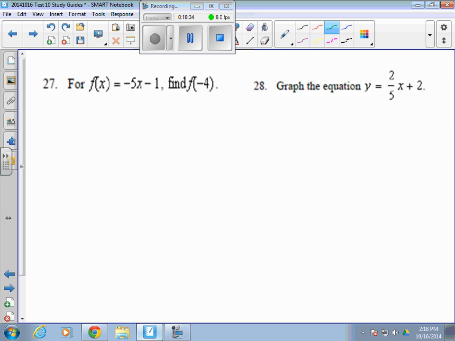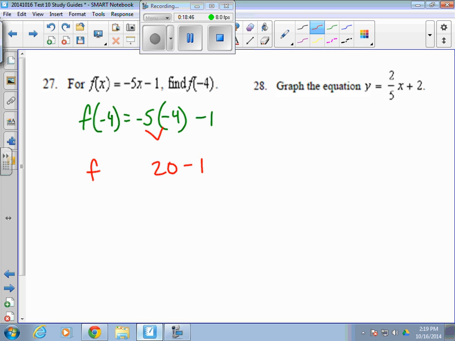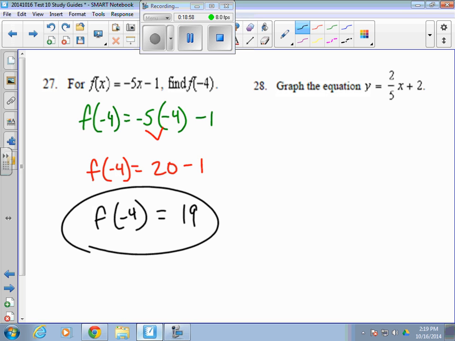27 says f of x equals negative 5x minus 1. Find f of negative 4. F of negative 4 equals negative 5 times negative 4 minus 1. Simplify that. Negative times a negative is a positive. Minus 1. F of negative 4 equals that. So f of negative 4, you don't undo the fact that that f's right next to it, equals 20 minus 1 is 19.